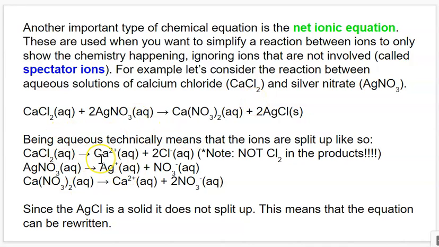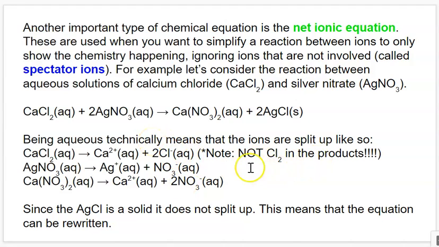So if we think about what it means to be aqueous, and we think about what we talked about earlier with ions splitting up in water as they become aqueous, these actually are going to split up into their component ions. So calcium chloride is going to split up into calcium and chloride. So we're going to have Ca2+ and then 2 Cl-.